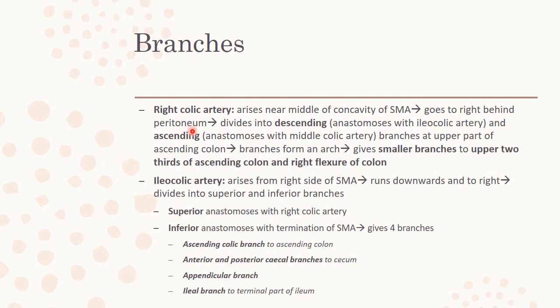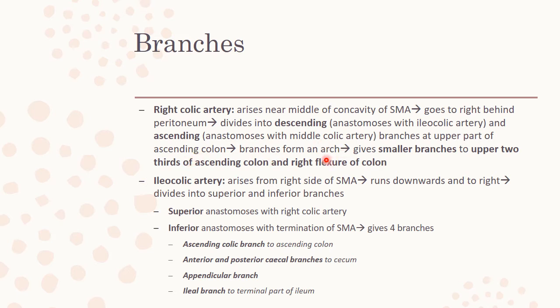The next branch of the superior mesenteric is the right colic artery. This right colic artery arises near the middle of the concavity of the superior mesenteric artery. It goes to the right side behind the peritoneum, and it divides into branches which ascend and descend. So the ascending branches, the ones that go upwards, should obviously anastomose with branches which are coming from the middle colic artery. And the descending branches are going to go down and anastomose with branches of the ileocolic artery at the upper part of the ascending colon.